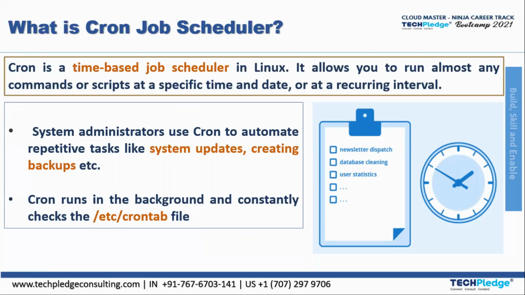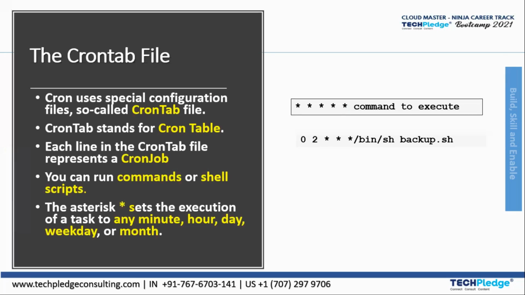A system administrator uses cron to automate repetitive tasks like system updates, creating backups, etc. So you have jobs and then you just go for a cron scheduler. Cron runs in the background and constantly checks the /etc/crontab file. So yes, it's in /etc and the crontab file. You can see how it runs in the background and constantly keeps on checking the file. So that is about the cron job scheduler.